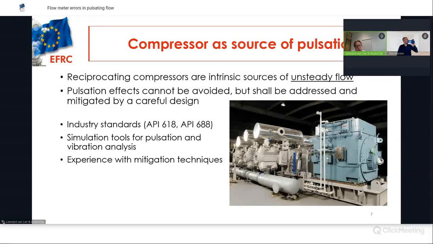And it can be various effects. Today we talk about the impact on flow meters, but in general, we can mitigate these. And to our aid, there are very robust industry standards, mature standards, for example, the API 618 or 688 standards, to help us with how you should do a pulsation design and control the effects of pulsations. Simulation tools are available to study the effect of pulsations and vibrations in great detail. And there is a large, decade-long experience with the application of mitigation techniques. So that's how we deal with it.